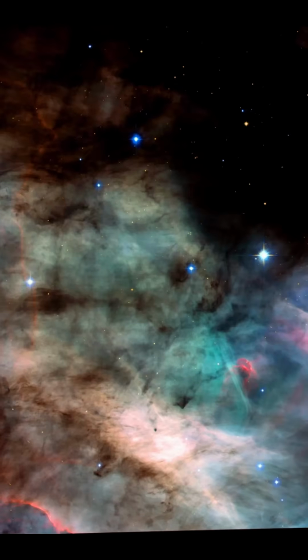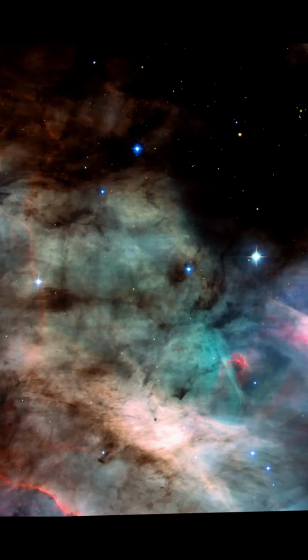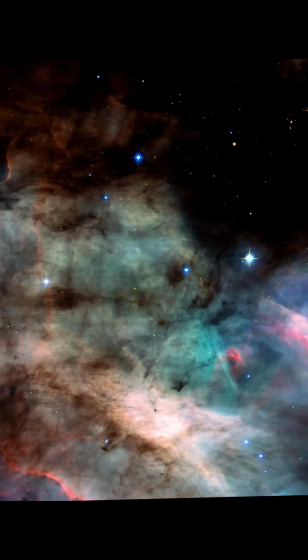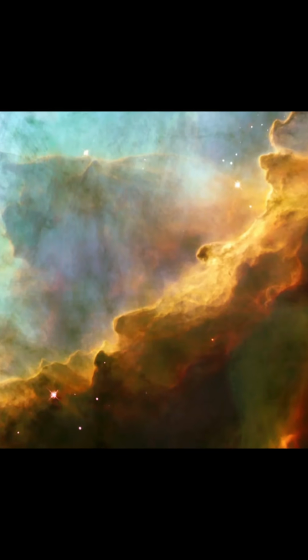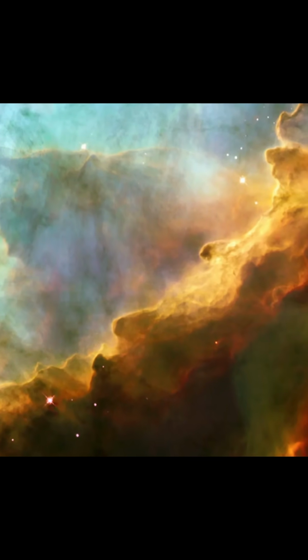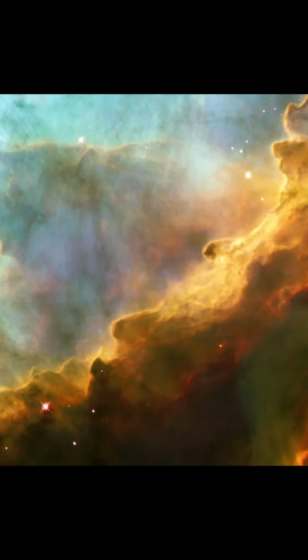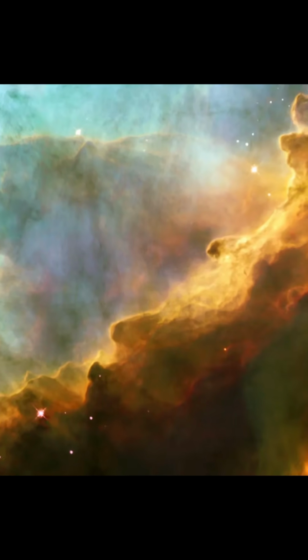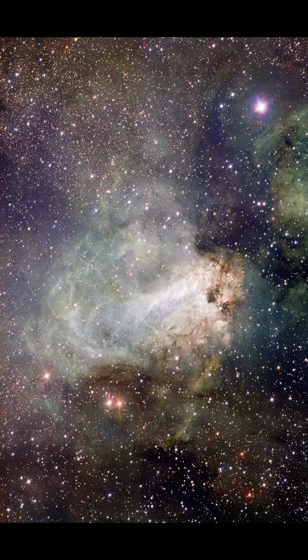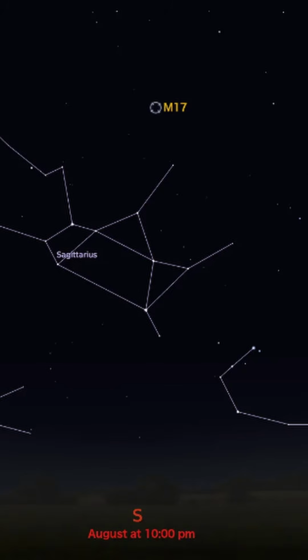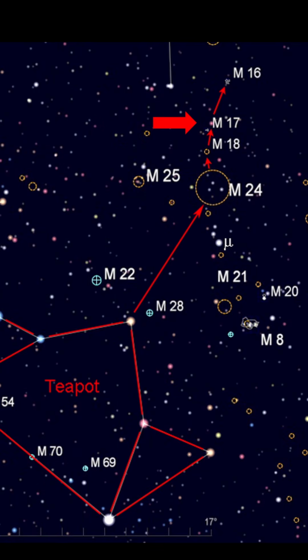M17, also known as the Omega Nebula or Swan Nebula, is one of the largest star-forming regions in the Milky Way galaxy. Hubble's stunning image of a central portion of the nebula has been colorized to highlight certain wavelengths of light. Green represents oxygen, while red reveals hydrogen and infrared light. The Omega Nebula was discovered in 1745. It is located 5,500 light-years from Earth in the constellation Sagittarius. M17, which appears near M16 and M18 in the sky, is best viewed on clear nights in August.